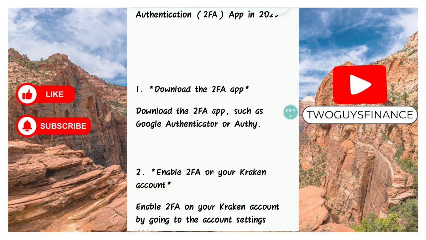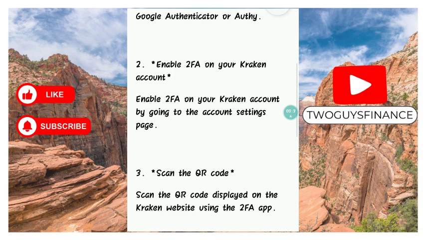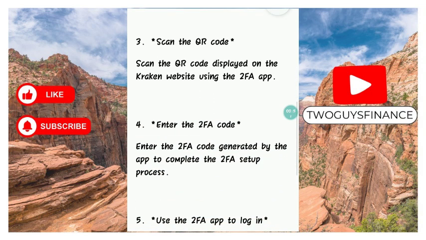Once you have the apps, just go ahead and enable two-factor authentication on your Kraken account by going to the account settings page. There, once you find the two-factor authentication option, you can just choose that, and then you're going to need to scan the QR code that's displayed on Kraken's website using the two-factor authentication app that you downloaded on your mobile device. Then just enter the two-factor authentication code that's generated by the app, and that's going to help you complete the two-factor authentication setup process.